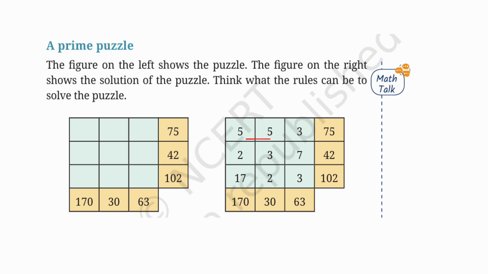See here, 5 into 5 into 3 is 75. 2 into 3 into 7 is 42. 17 into 2 into 3 is 102. Similarly, 5 into 2 into 17 is 170. 5 into 3 into 2 is 30. 3 into 7 into 3 is 63. So, here the grid is filled with the prime numbers only, so that the product of each row is the number to the right of the row and the product of each column is the number below the column.